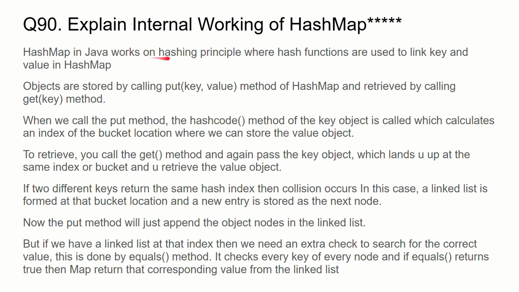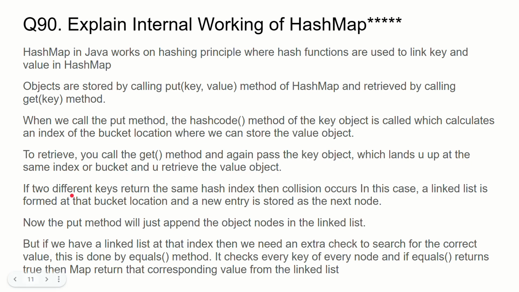HashMap in Java works on the hashing principle, where hash functions are used to link key and value in the HashMap. Objects are stored by calling the put method and retrieved by calling the get method. When we call the put method, the hashCode method of the key object is called, which calculates an index of the bucket location where we can store the value object. To retrieve, we call the get method and again pass the key object, which leads us to the same index or bucket, and we can retrieve the value object.